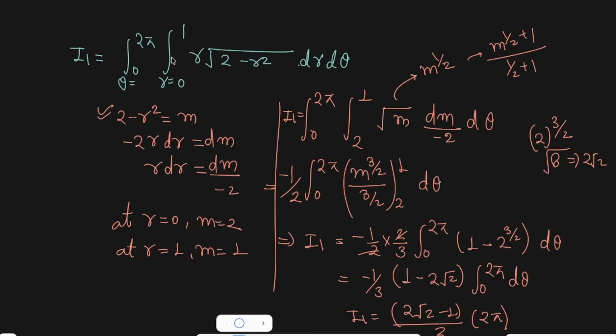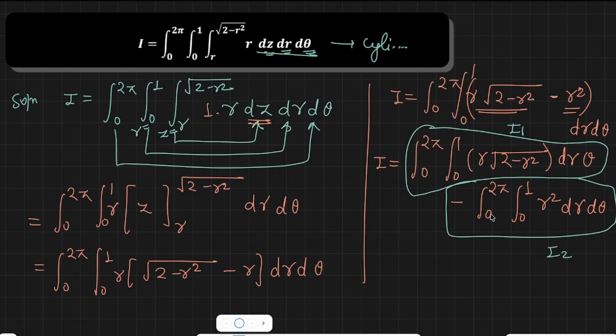Now I will solve I2. So what is your I2 from this? I2 is equals to 0 to 2 pi, 0 to 1 r square dr d theta.